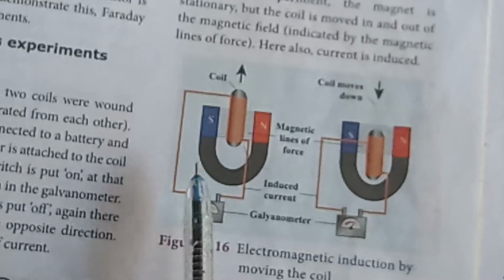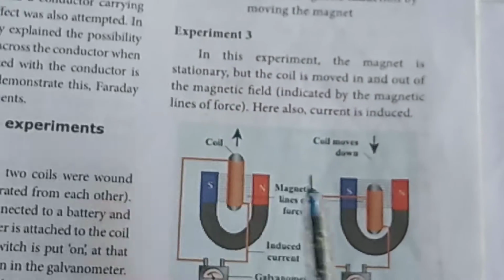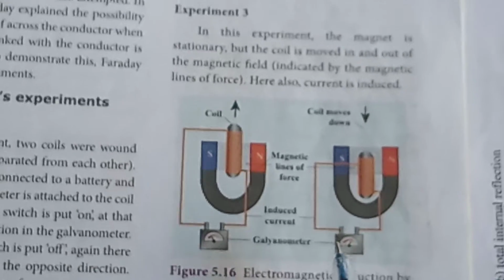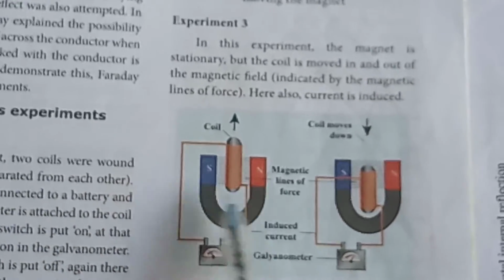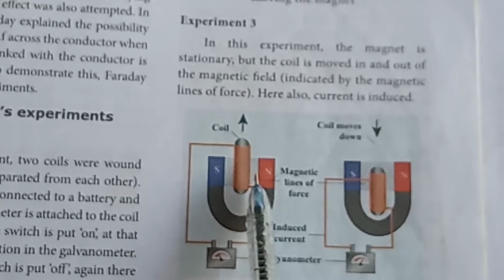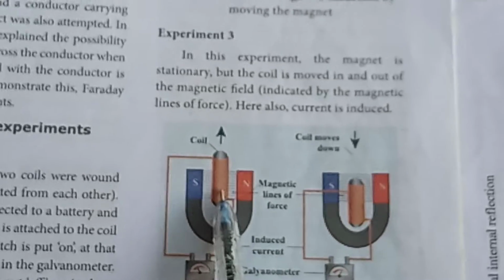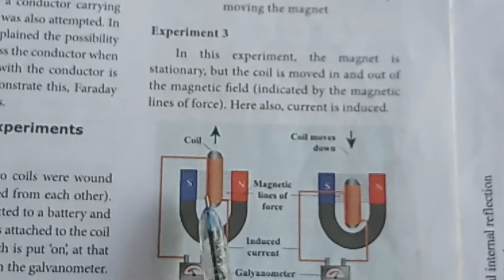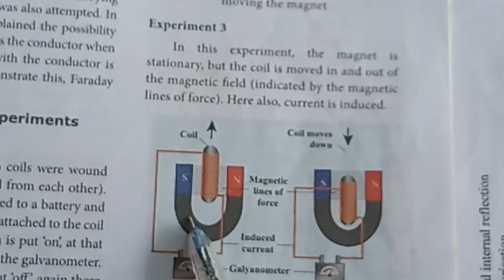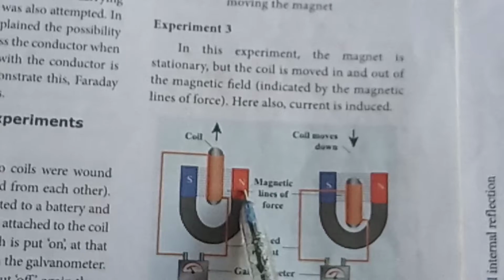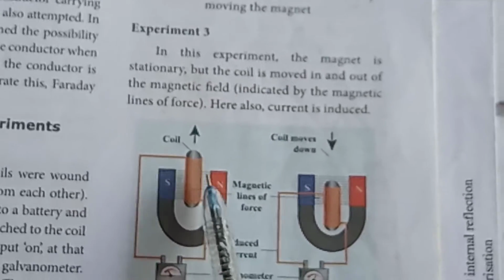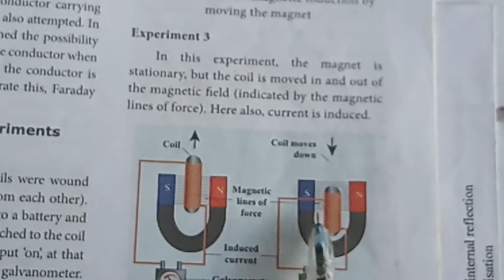Then look at the third experiment. Here is a magnet and this is the coil, and the galvanometer is attached. The magnet is stationary, which means it does not move anywhere, but the coil is moved in and out of the magnetic field. Hence the current is induced. So from this experiment we can conclude electromagnetic induction.